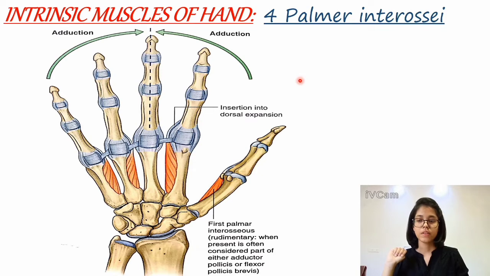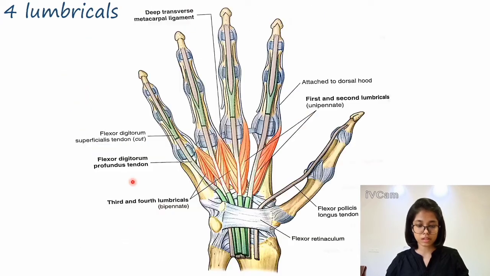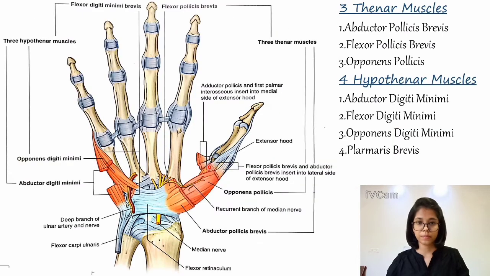Coming to hand, we have a total of 20 intrinsic muscles of hand, and out of these only 5 are supplied by this nerve. So first let's see which are those 20 intrinsic muscles of hand, counting with 4 palmar interossei. These are the unipinnate muscles, then 4 dorsal interossei that are bipinnate muscles, then 4 lumbricals. Here first and second lumbricals are unipinnate and third and fourth are bipinnate.